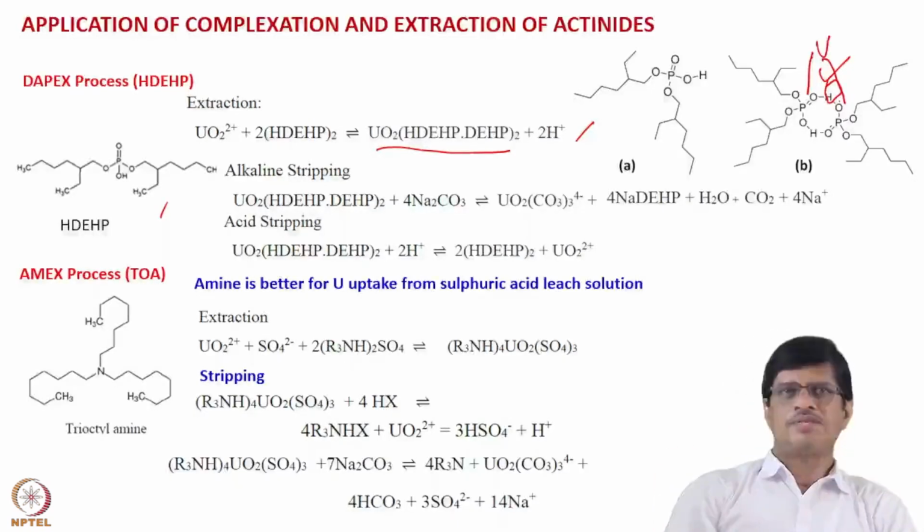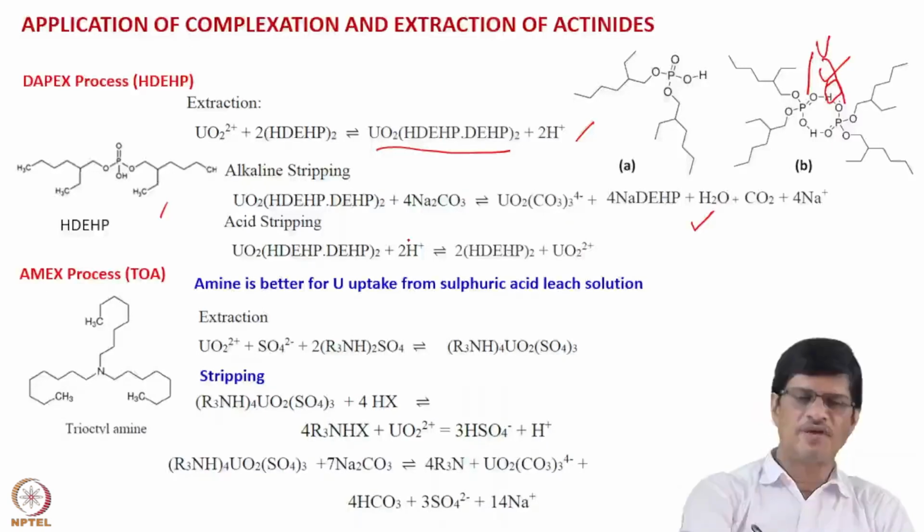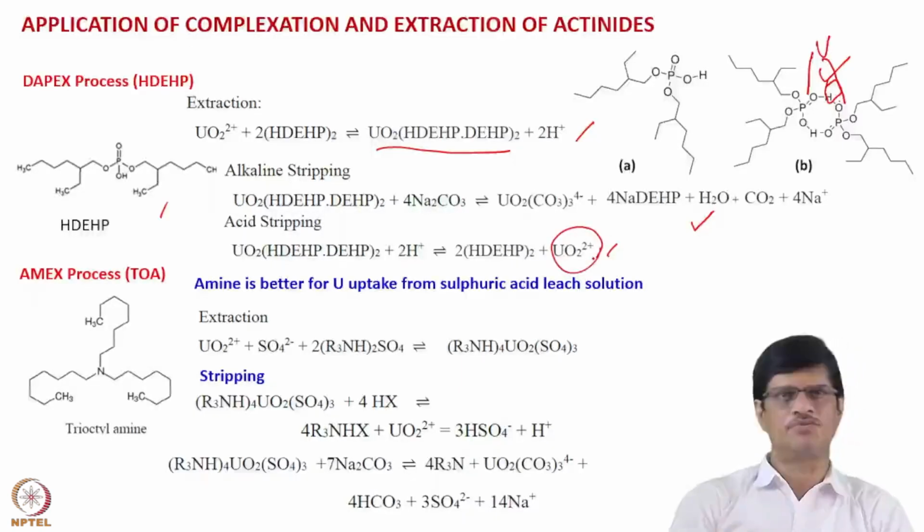Now this extracted species can be stripped to give the uranium product by acid stripping as well as alkaline stripping. By alkaline stripping, as shown here, you can use sodium carbonate and you get uranyl carbonate, which is the product. By acid stripping you can use different acids and you find this reaction here where the uranyl ion comes to the aqueous phase.